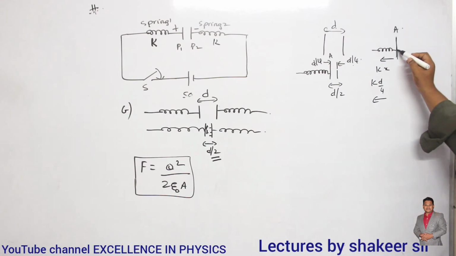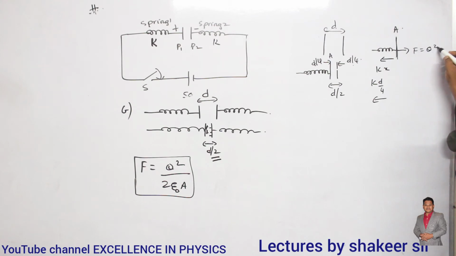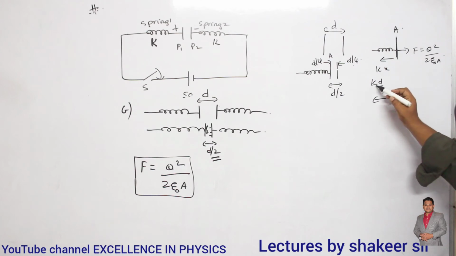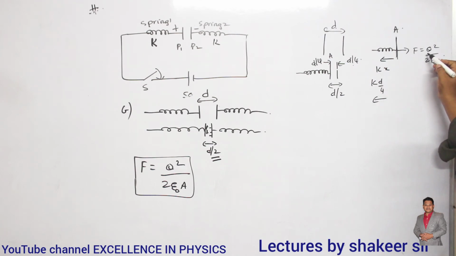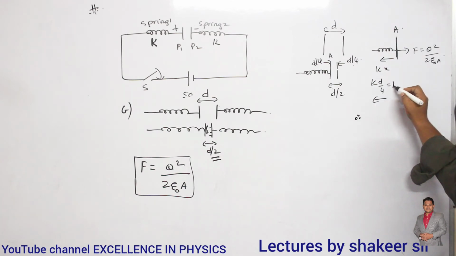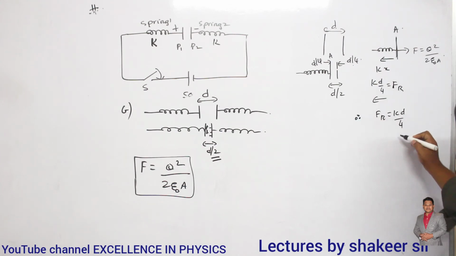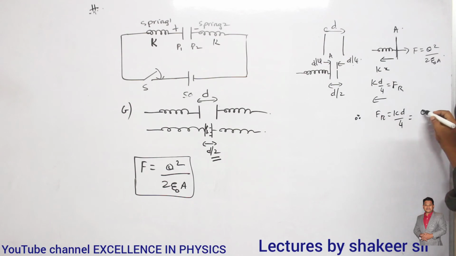Then what is the force of attraction between the plates? The force of attraction between the plates we have already calculated. So F is equal to Q squared divided by 2 epsilon naught A. That's all. When Kd by 4 and this force between the plates are equal, then the plate will be in equilibrium. So what I can write: the restoring force Kd divided by 4 is equal to the force of attraction between the plates, Q squared divided by 2 epsilon naught A. Clear? So this is my required answer.